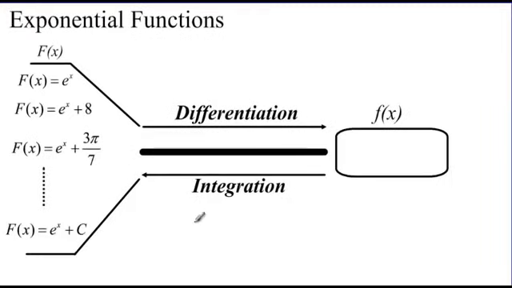Proceeding, we can do exactly the same kind of analysis for a function like this. We know that the derivative of e to the power x is e to the power x. And this could be a derivative of e to the power x plus c, or e to the power x plus 3 pi over 7, or e to the power x plus 8, or even e to the power x plus 0.